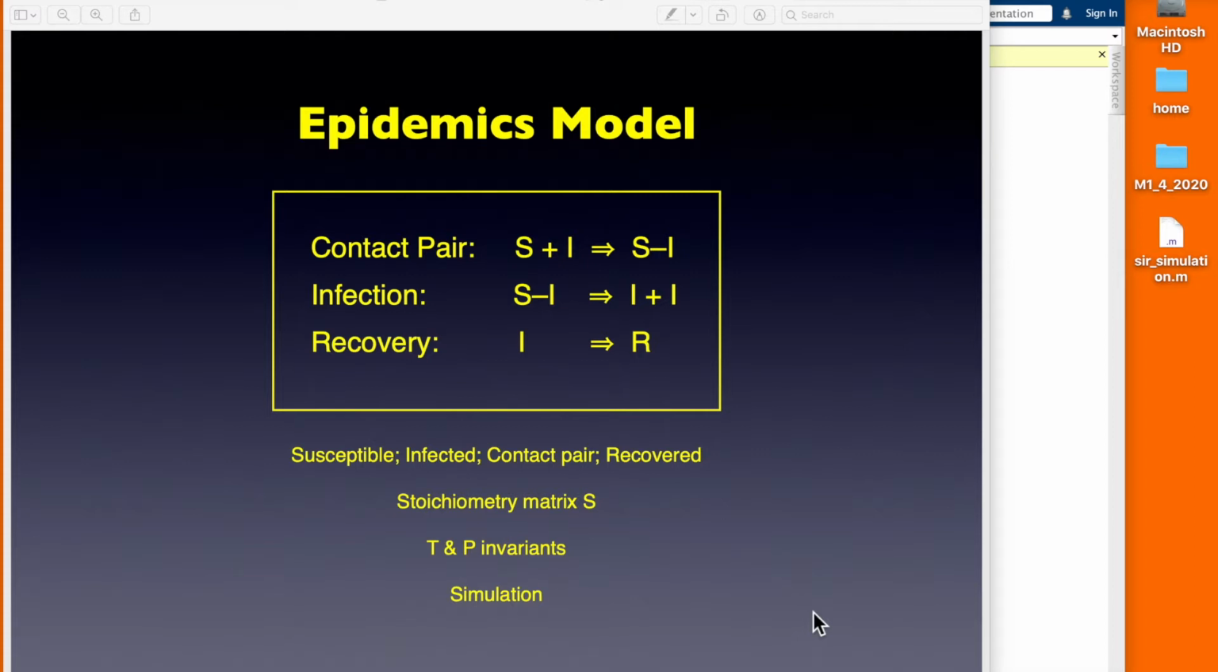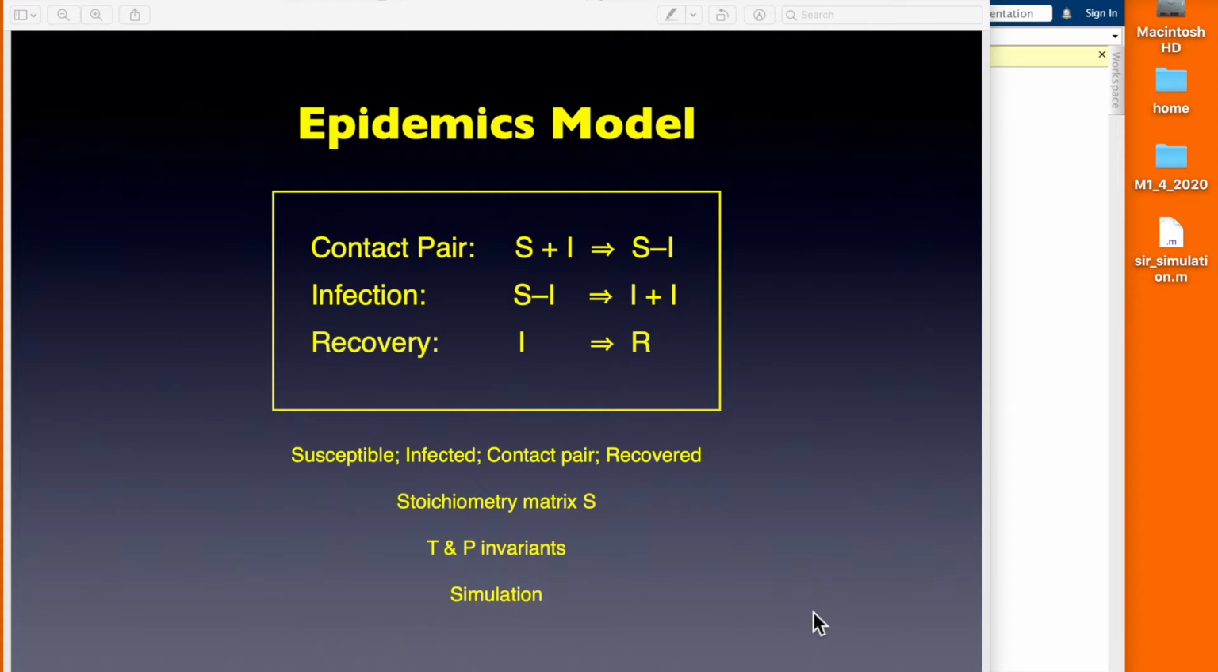So our model is shown here in the first slide. It's a model that has three types of interactions formulated in the yellow box in 3 lines. And below the box are stated the players or species in that model, and we have 4 types of species. So you could think of humans in the case of an epidemic. So we have susceptible, identified by S, infected denoted I, the contact pair which is SI, and we have recovered people denoted by R.